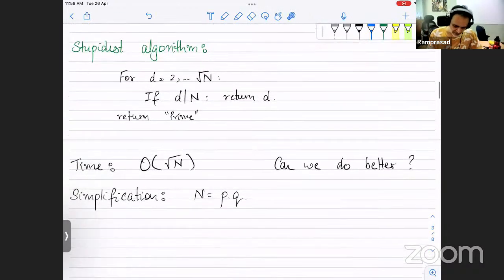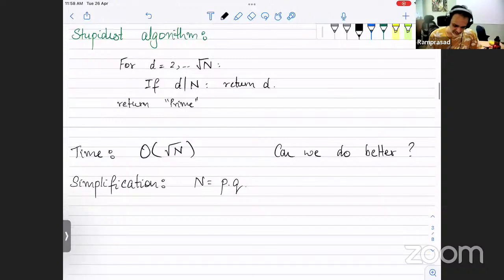Okay, so let's try out a few things and see if we can somehow improve this square root n algorithm that we have. Suppose I just pick a random number from Z mod nZ.